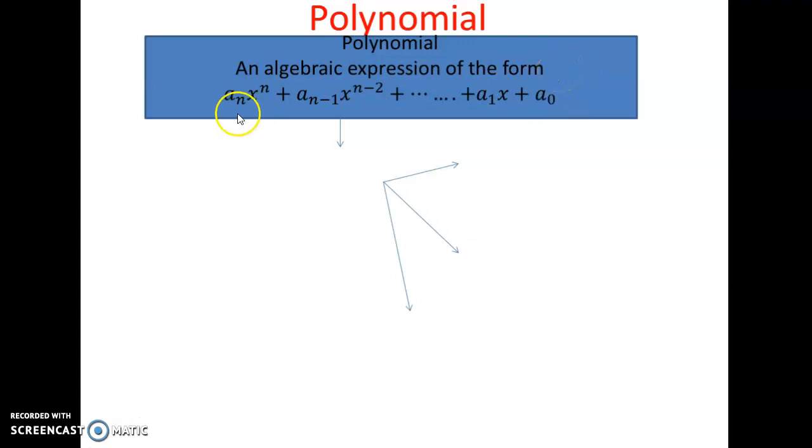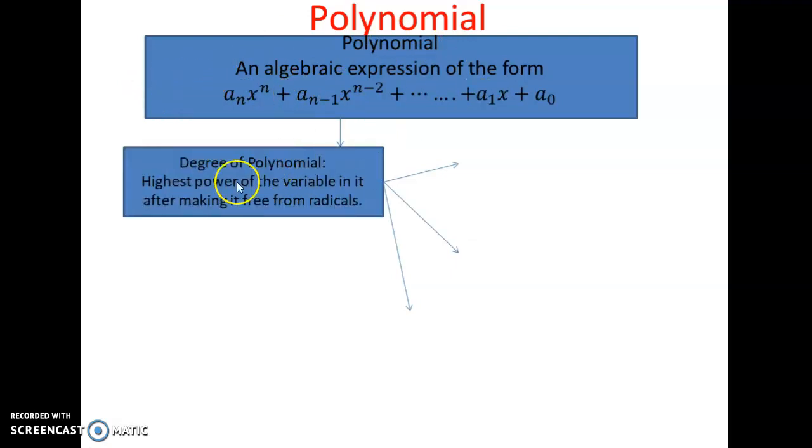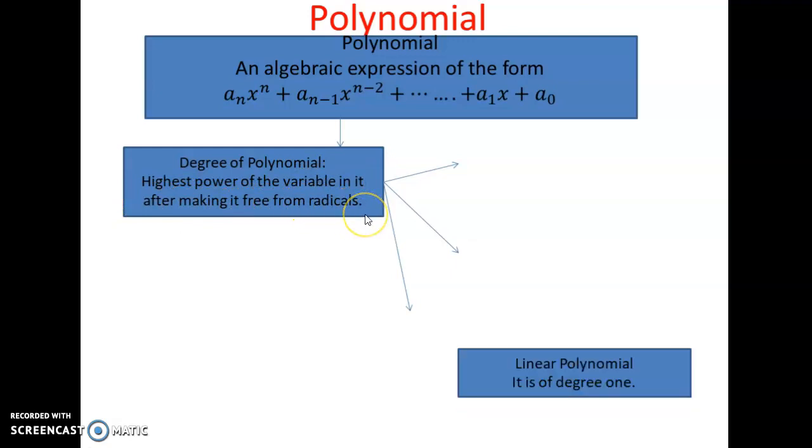Okay, so the highest power of x will tell you what? The highest power of x is known as the degree of this polynomial. So this algebraic polynomial is of which degree? Nth degree, and n should always be positive and there should be no x in the denominator while calculating the degree. The degree of a polynomial is the highest power of the variable in it after making it free from radicals.